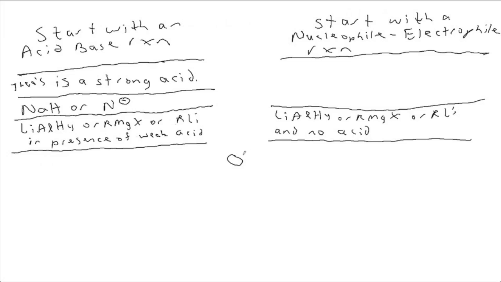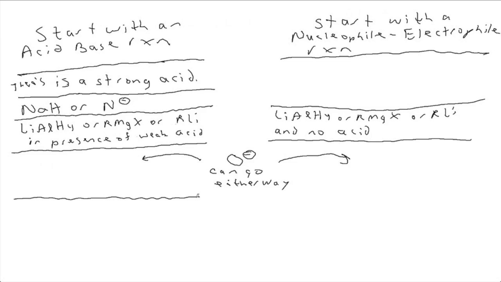Now, O- is the trickiest of all. It can go either way. You just have to learn the details of each particular type of reaction as the course goes on. Sometimes when you have an O-, you start with an acid-base reaction. Sometimes when you have an O-, you start with a nucleophile electrophile reaction. It can go either way. You kind of have to memorize them all as you go along.